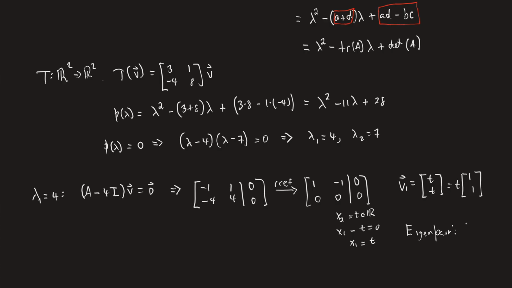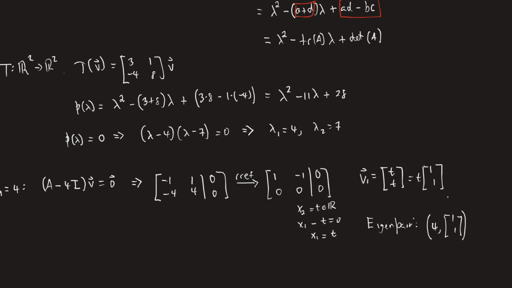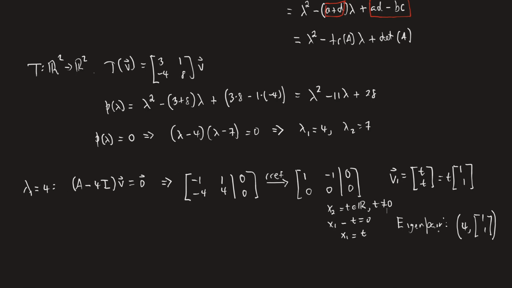So the eigenpair would be 4, and then I'll put this right here. But the important thing to note is it's not just 1, 1, but any non-zero scalar multiple. What I should add right here is that t is not allowed to be 0, because we don't want the 0 vector. But all other scalar multiples of 1, 1 will be an eigenvector. And we can actually say that 1, 1 is a basis for the eigenspace associated with lambda equals 4. So you can even throw the basis language in there as well.